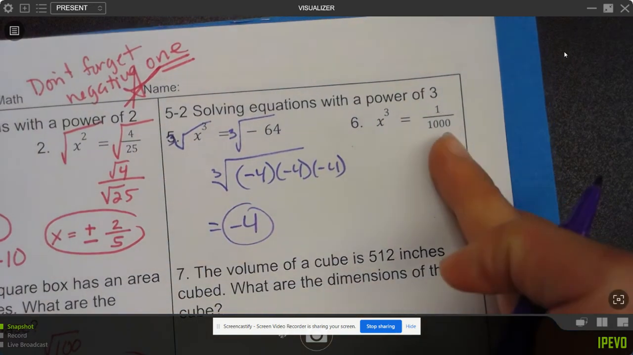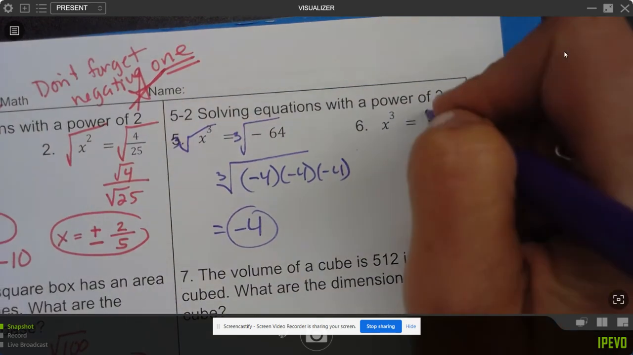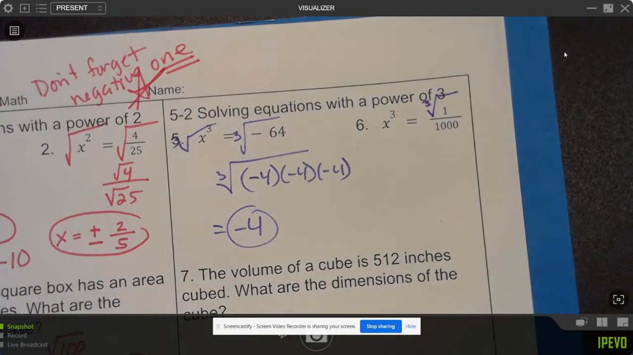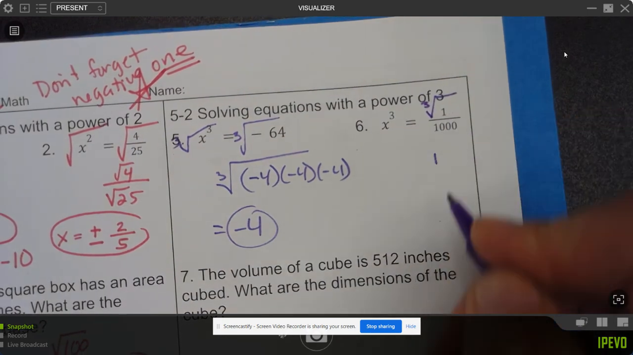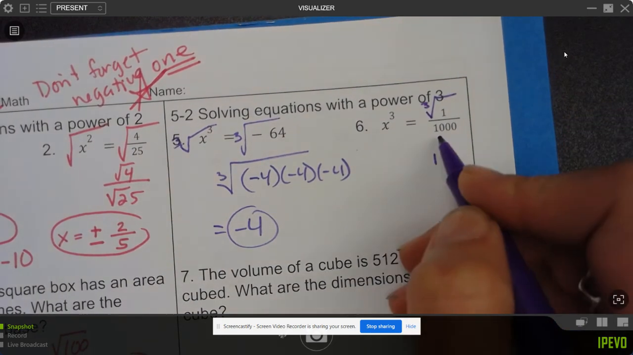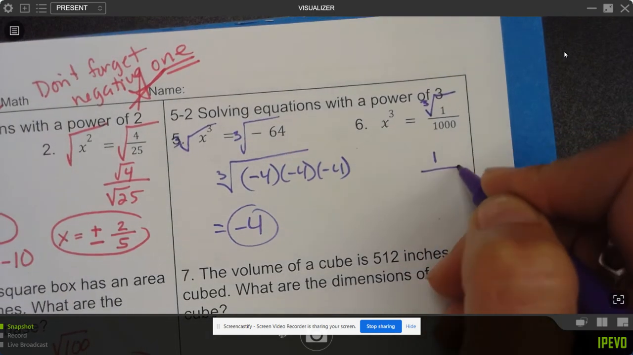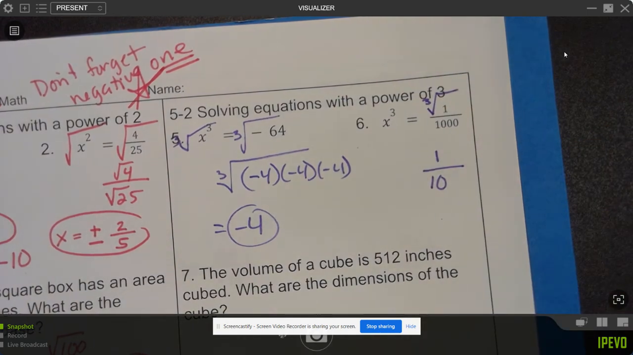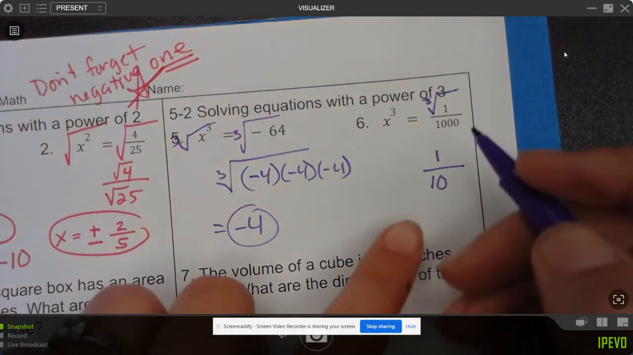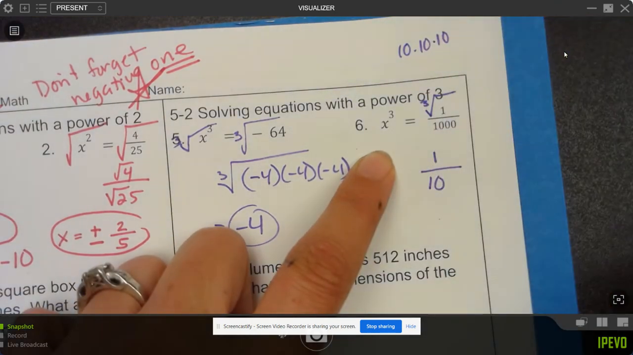And when you have a fraction, you're just going to do the cube root of the top and the cube root of the bottom. So what times itself 3 times gets you 1? 1. What times itself times itself times itself gets you 1,000? 10. I know it's so small. You want to think it's like 100 or something. But if you think that through, 10 times 10 is 100, times another 10 is 1,000.